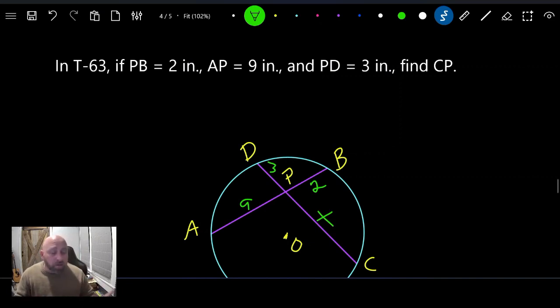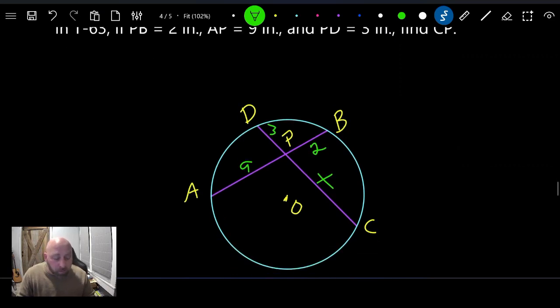Now, what you want to do is turn this into a proportion. Remember, what I said was AP and PB have to be opposite each other. They cannot be across from each other. So we'll put 9 and 2 across from each other. The other thing that I said was technically the 3 and the X can go either place. It doesn't really matter if they're up and down as long as these are across from each other. So we'll put 3 here and we will put X up here.